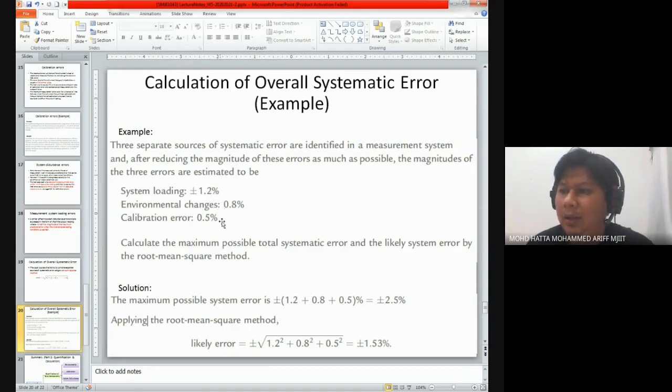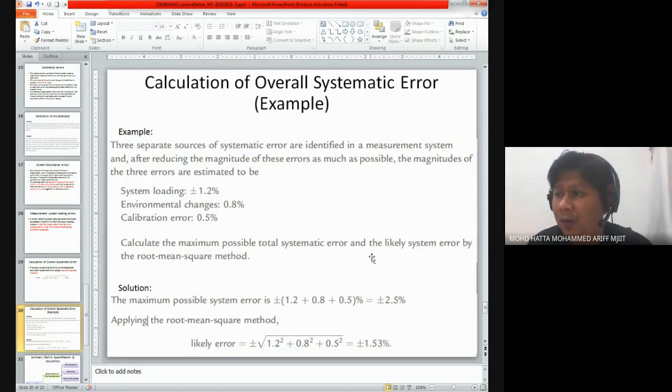To answer the question, the first one is the maximum possible total systematic error. As I mentioned earlier, it is just by summing all three components, and by summing them you get the solution of plus minus 2.5%.